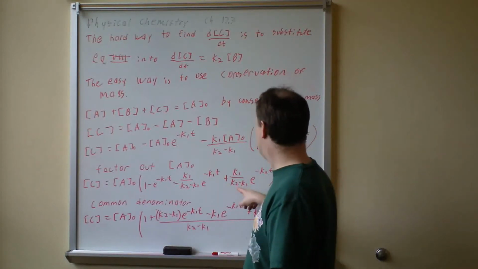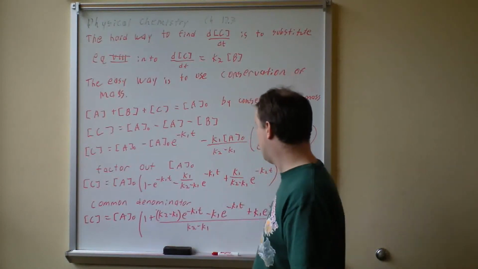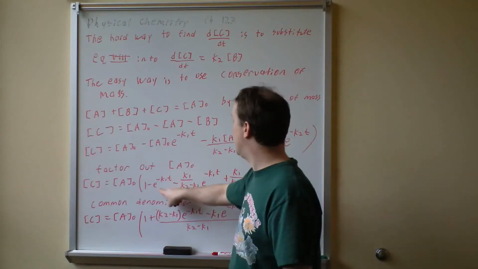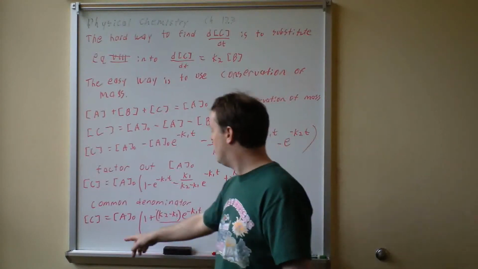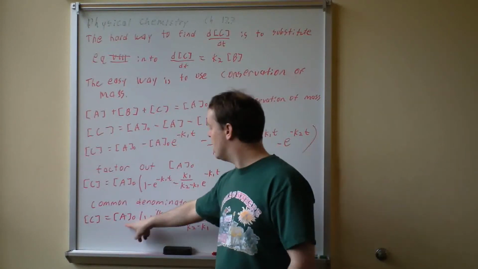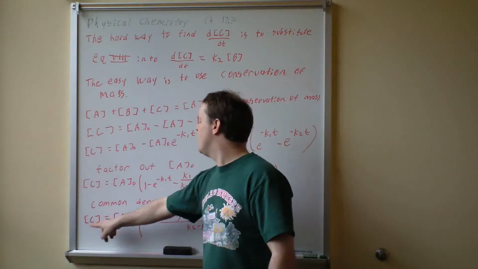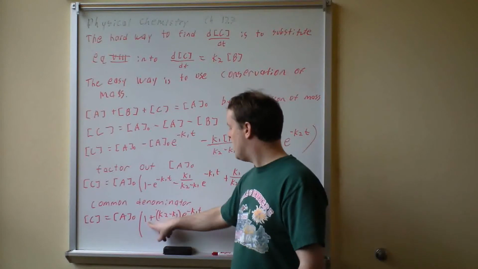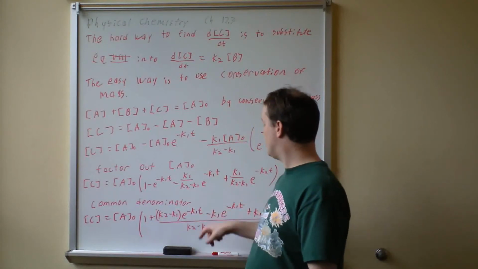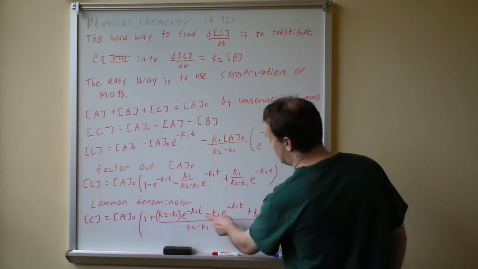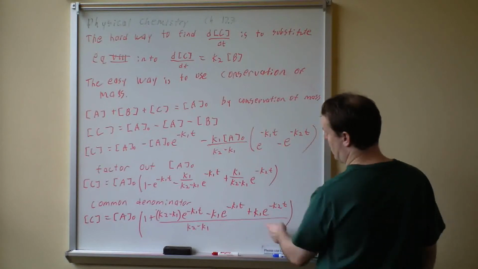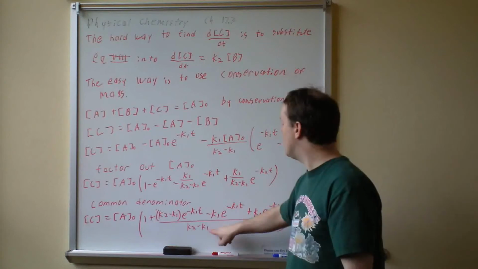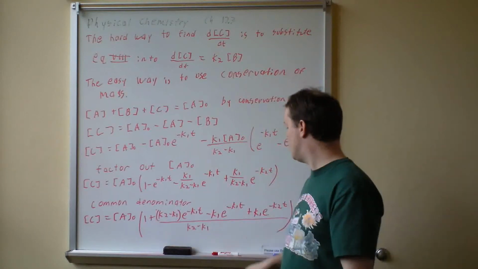Now what we want to do is get a common denominator here. So all these are K2 minus K1, K2 minus K1, we want a K2 minus K1 here. So the concentration of C is equal to the initial concentration of A times 1 plus K2 minus K1 times e to the minus K1t minus K1 times e to the minus K1t plus K1 times e to the minus K2t. And all that, except for the 1, is over K2 minus K1.